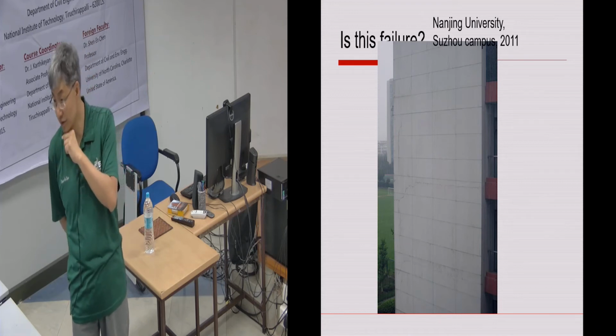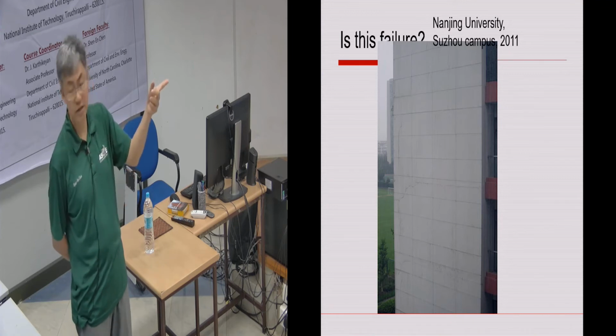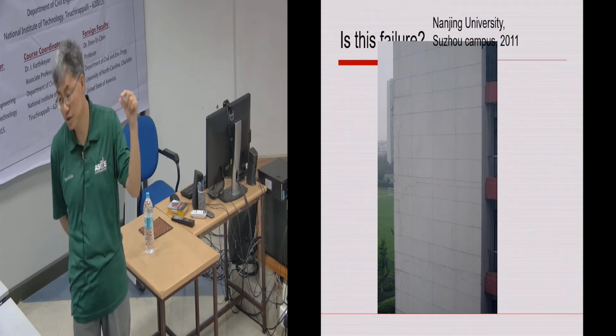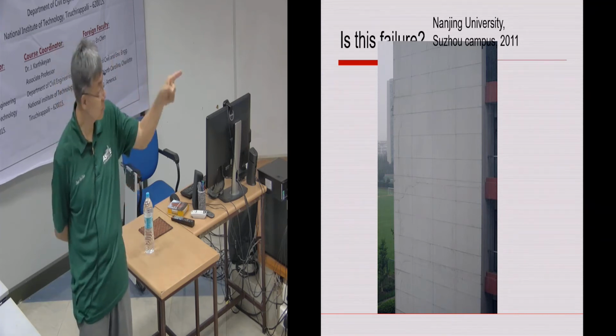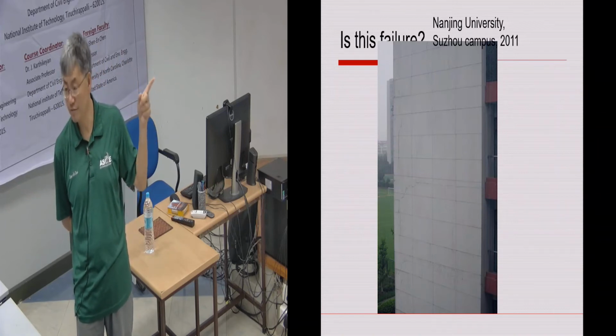Stress relief? Strain gauge? No, there's no strain gauge. I mean, if we put in strain gauges, maybe we can measure something. But just looking at the crack pattern, can you tell something about what failed here?